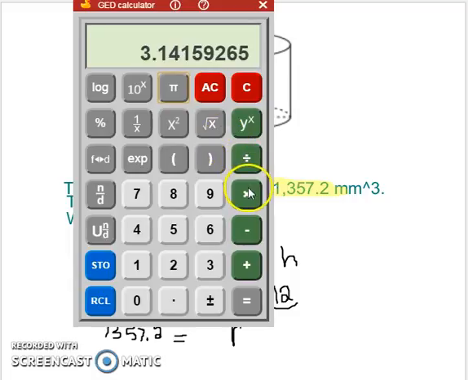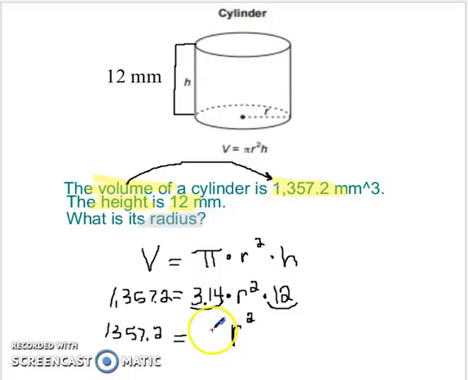I have pi times 12, 37.7. 37.7 r squared. Now you're stuck. Think. What does it mean when 37.7 and an r squared are right next to each other? It means multiply. And then think, what is the opposite of multiply? Divide. I want to get r all by itself. I want to isolate the radius and find out what r equals. I don't know it yet. I'm going to divide this side by 37.7, and I'm going to divide this side by 37.7.